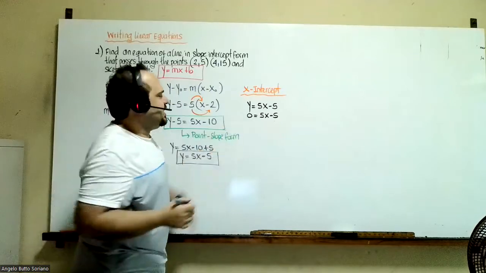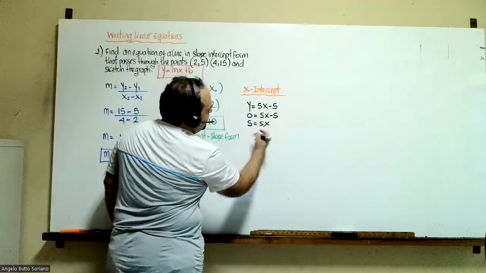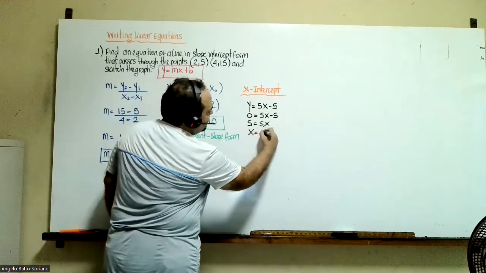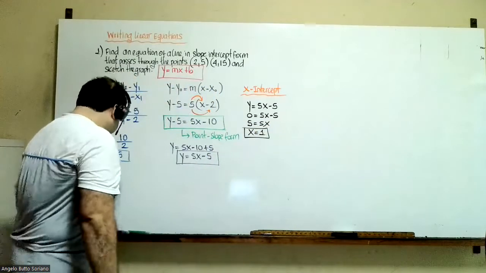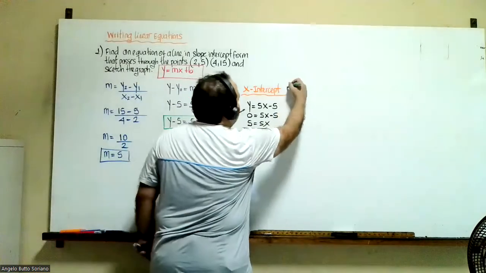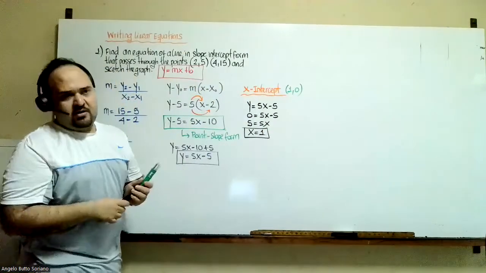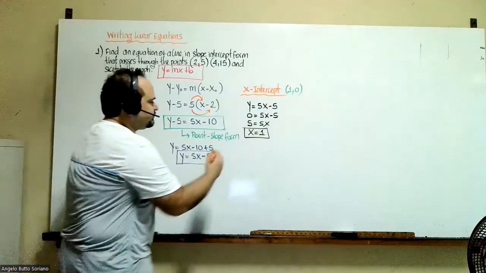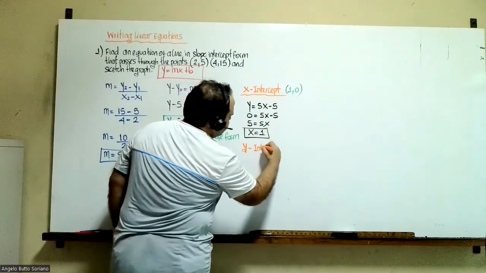Subtracting 5 passes to the other side as adding: 0 plus 5 is 5. And this 5 is multiplying, so it passes to divide: 5 divided by 5 is 1. For that reason, the first intercept is given by (1, 0). That will be the first point. And the second point will be calculated with the y-intercept.